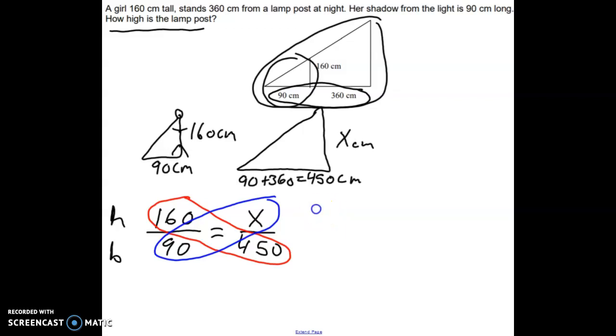So my answer for 160 times 450 is 72,000. And I'm going to make sure I put my equal sign there, is equal to 90 times x. Okay, we're very close. We're trying to get x by itself. So we need to do the inverse operation. Let's see, inverse operation.